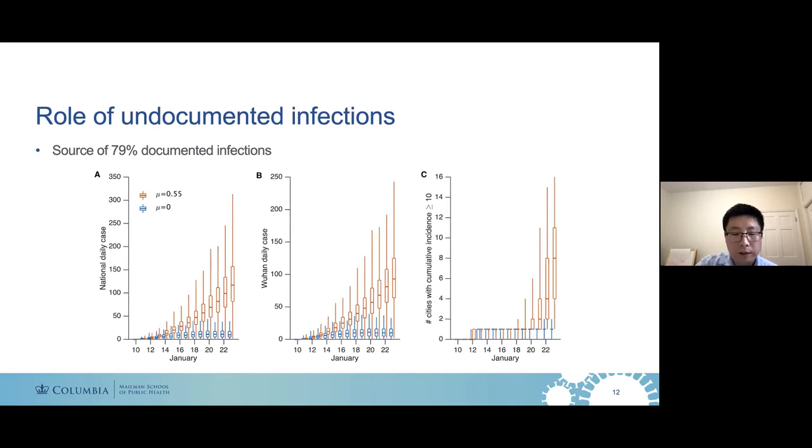And those findings were later confirmed by other empirical studies. So this shows undocumented infections play a central role in driving the transmission dynamics of SARS-CoV-2, and it will be very difficult to contain the outbreak.